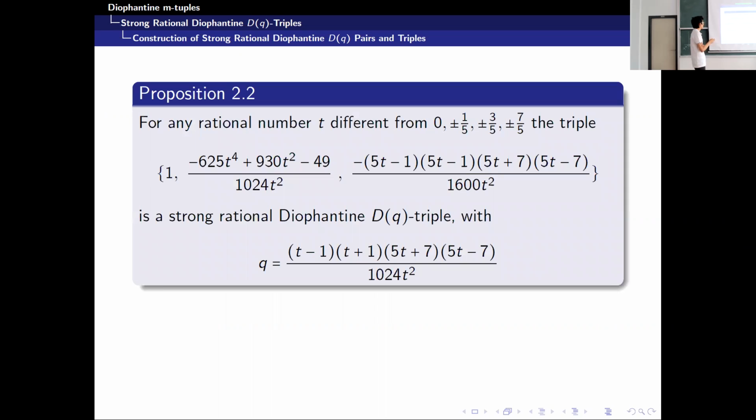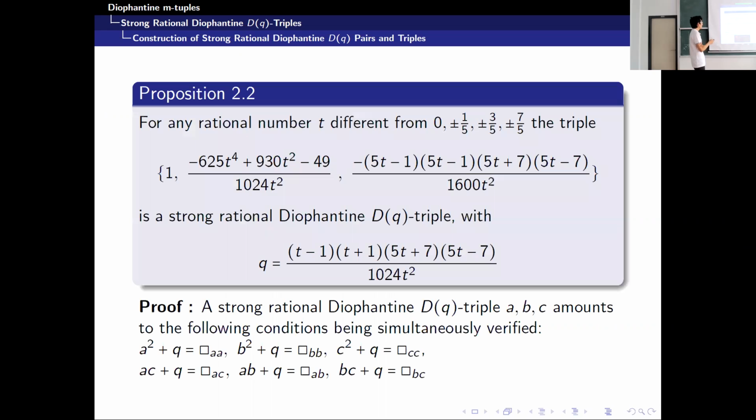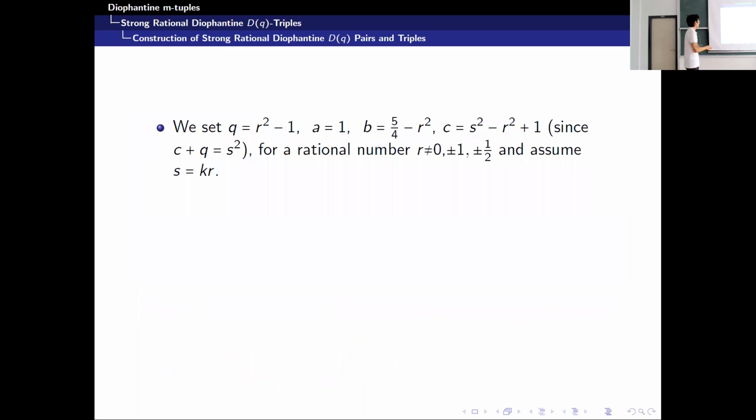And this is the second proposition. My aim is to construct strong rational Diophantine DQ triples. And if you have a strong rational Diophantine DQ triple, you have 6 equations. And I need to show that all these equations are perfect squares.